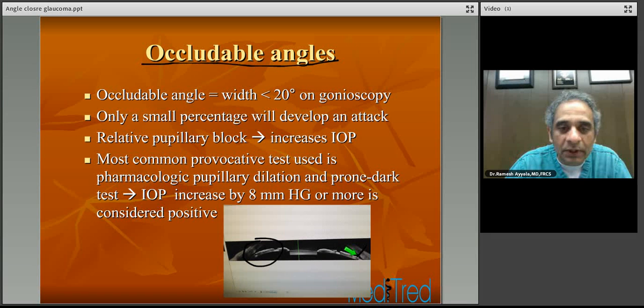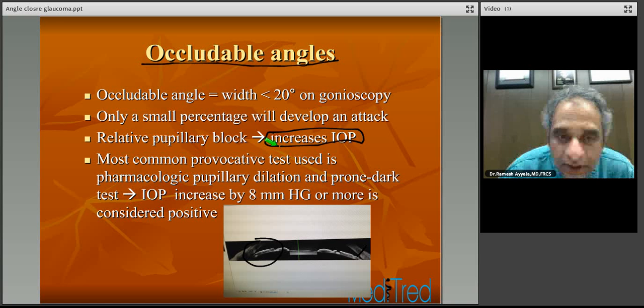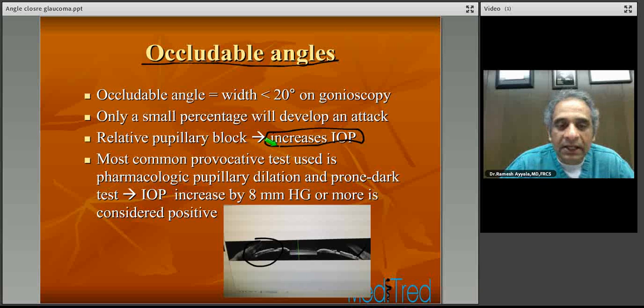A relative pupillary block mechanism comes into play in these patients and will increase the intraocular pressure. So we decide, based on certain things, whether these patients deserve prophylactic laser treatment or not. We'll discuss some of this in later slides, but you may want to do a provocative test to decide if these patients are likely to develop acute angle closure glaucoma. The most common test used is a pharmacological pupillary dilation and prone dark test.